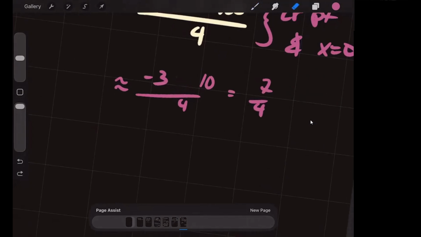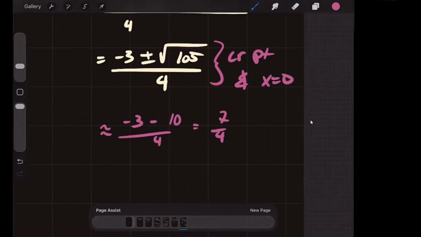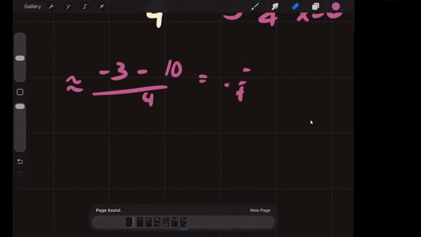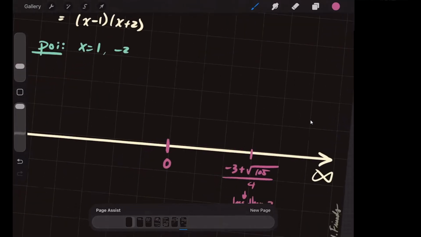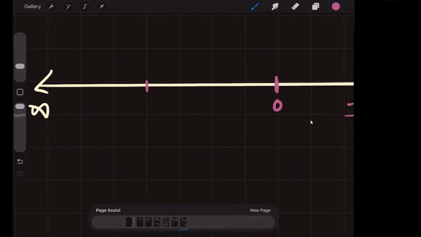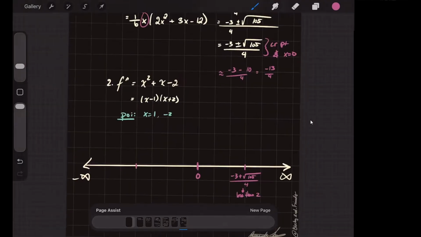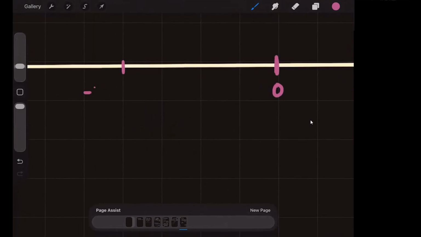Similarly, if we were to subtract, again, this number is a little bit more than 10, okay? So negative 3 minus 10 is negative 13, and the whole thing over 4 is going to be a little more than negative 3, or a little bit more negative than negative 3, okay? So this is going to be negative 3 minus root 105 over 4, which is less than negative 3-ish. Okay?